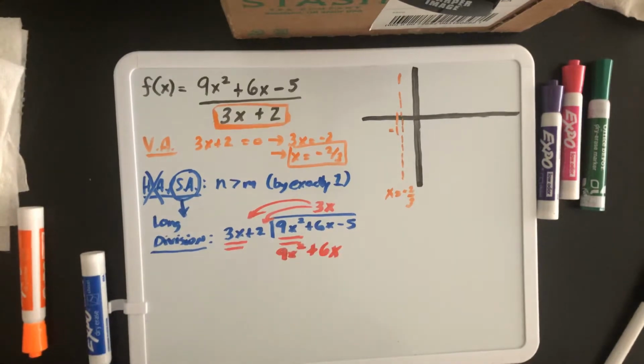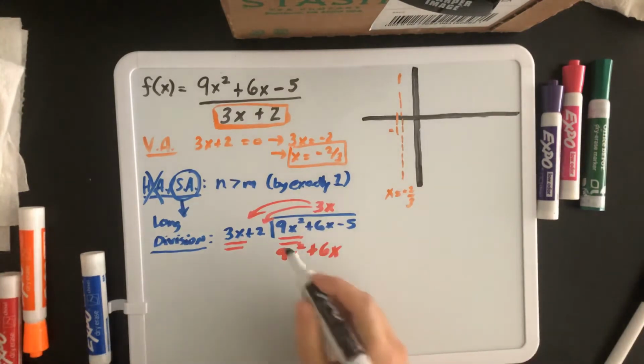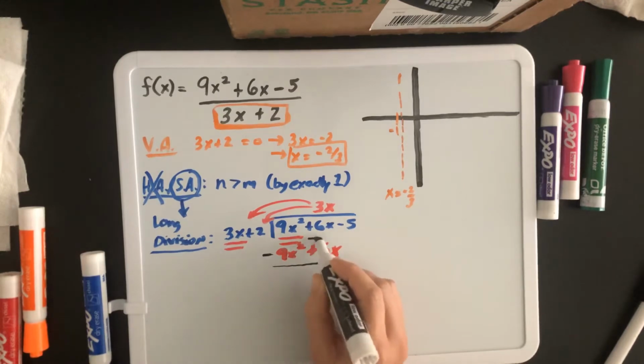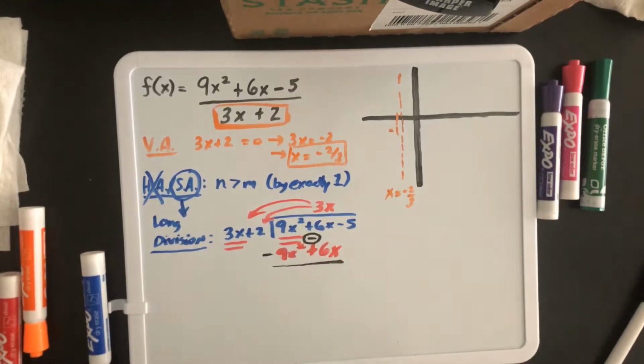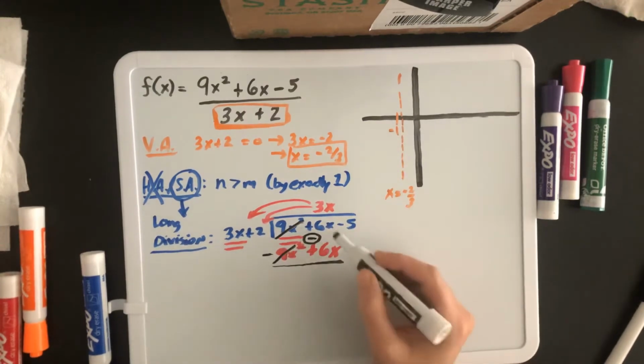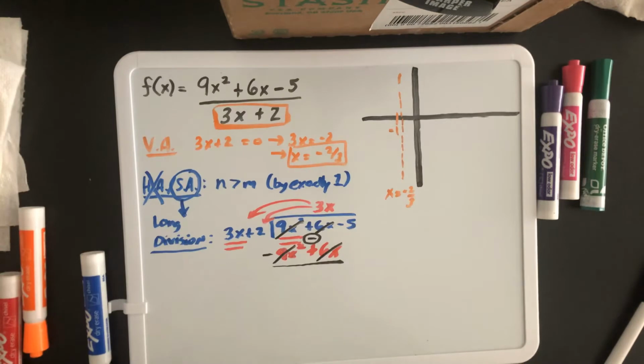Once you do that, you subtract typically, or draw the line and change the sign. So if I were to draw the line and change the signs here, this becomes negative and this becomes negative now. So I now have 9x squared minus 9x squared, which cancel out, and 6x minus 6x, which also cancels. That doesn't usually happen, but if it does, our problem just got a lot nicer.